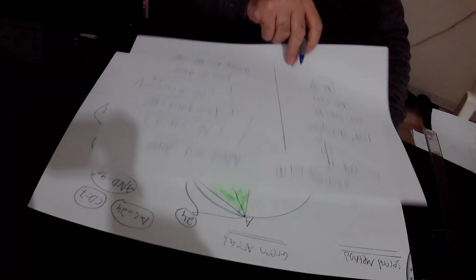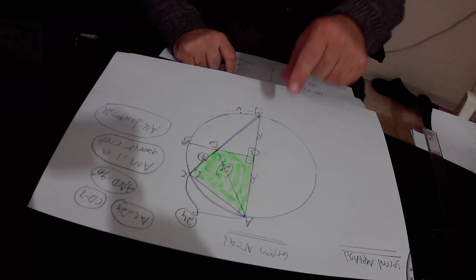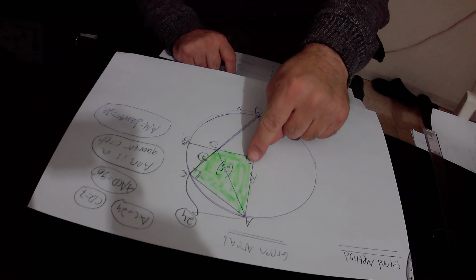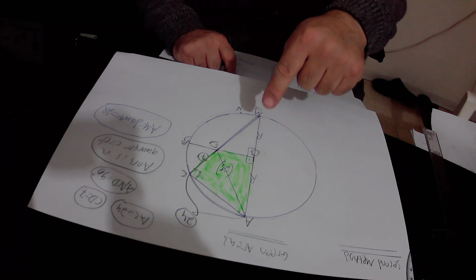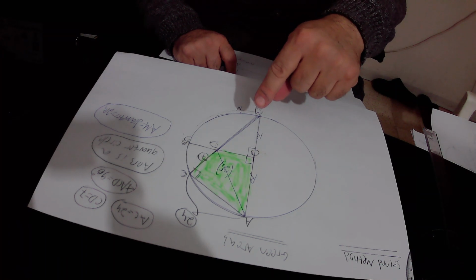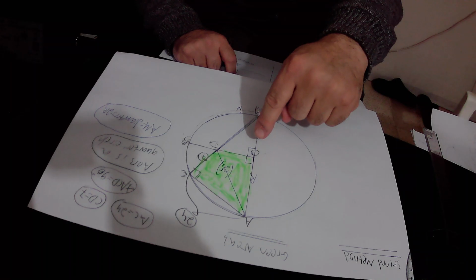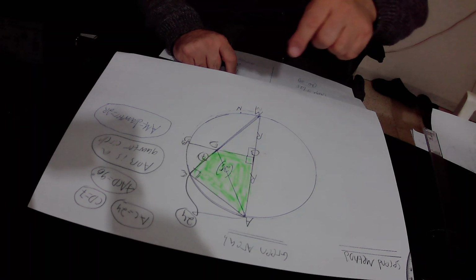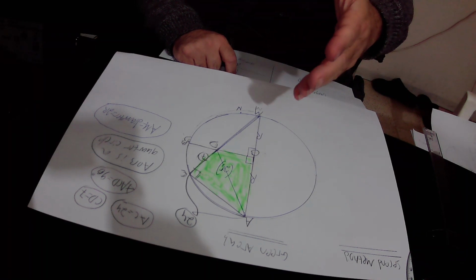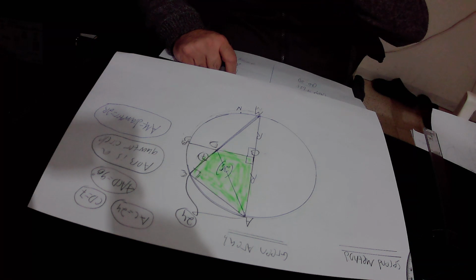Let me explain what I mean. Those two sides and the angle between them in the green triangle are correspondingly equal or congruent to those two sides and the angle between them in the white triangle. Therefore, those two triangles are congruent to each other according to the side angle side rule.